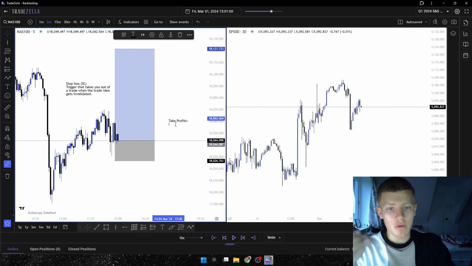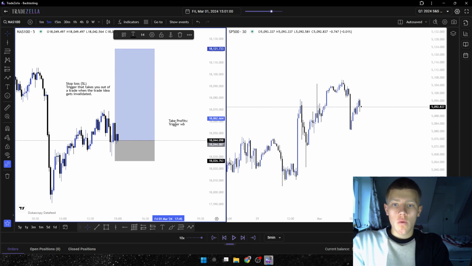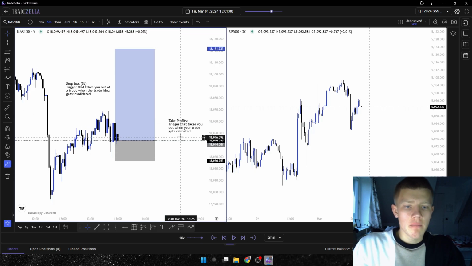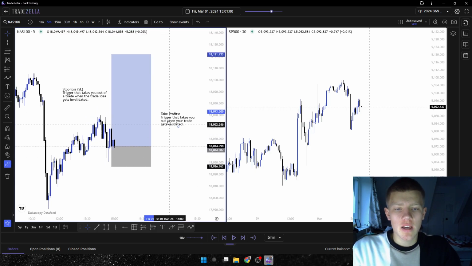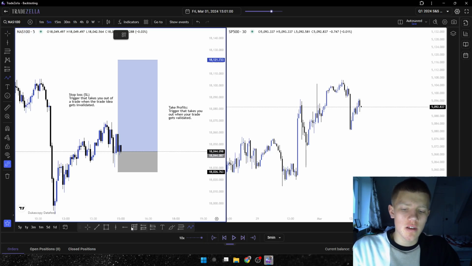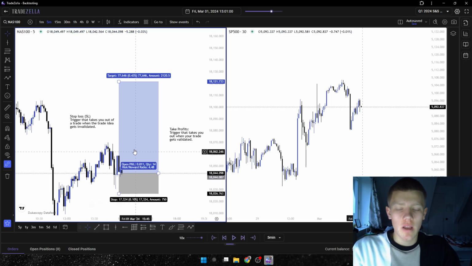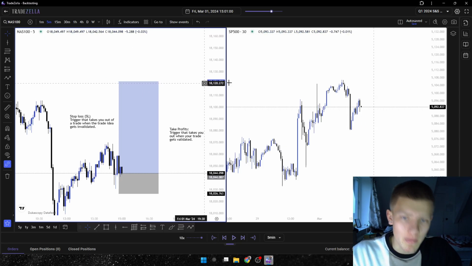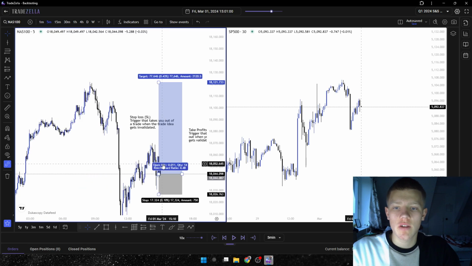So take profit is a trigger that takes you out when your trade gets validated. So that's basically if price goes in the direction that you believe it will go, then it will hit your take profit and the trade will close automatically, with the risk that you have set out.